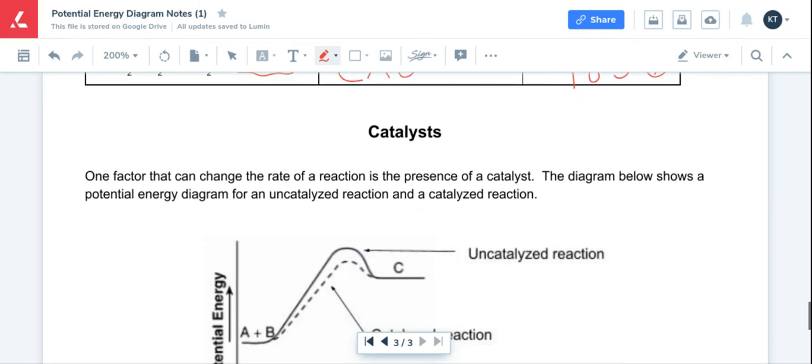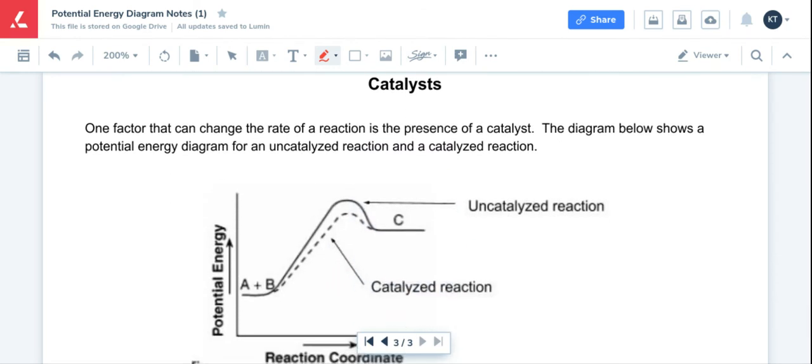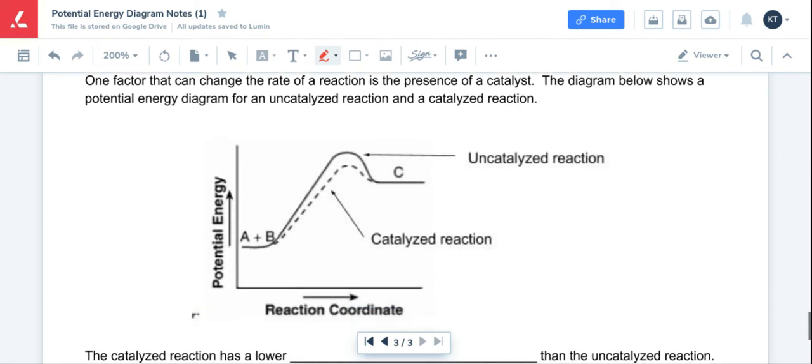All right, lastly, a potential energy diagram can also be shown when a catalyst is used. So if you think back to our previous lessons, a catalyst was something that sped up a chemical reaction. It made it happen faster. And the reason that changes the rate of a reaction is because it lowers the activation energy. So a catalyst lowers the activation energy.